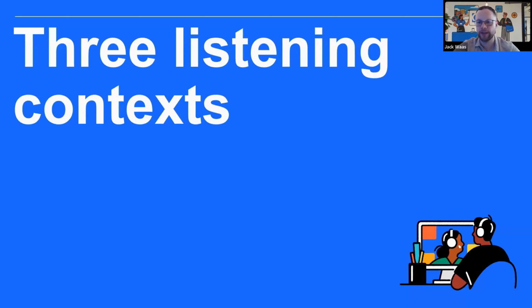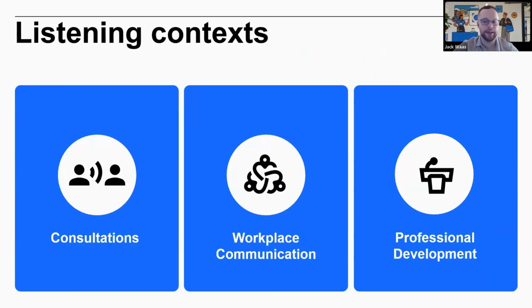So let's look more closely at the 3 listening contexts you deal with in OET listening. These are consultations, workplace communication, and professional development. You're probably familiar with these contexts, so you know what kinds of things to expect when you listen to them. I want you to think about the context as you prepare. Can you tell me which part of the test relates to these contexts?